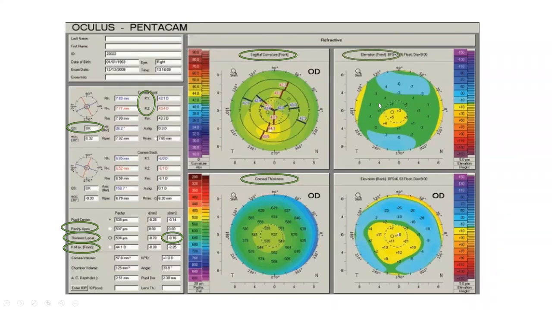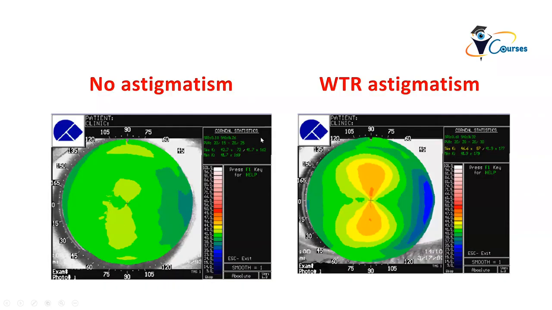For anterior elevation, the values in the central 4 millimeters shouldn't exceed 15 micron elevation, and for posterior elevation, the values in the central 4 millimeters shouldn't exceed 20 microns. Some patterns can be presented to you in the exam, they can show you this topographic map.